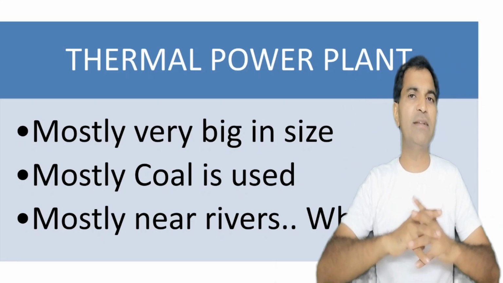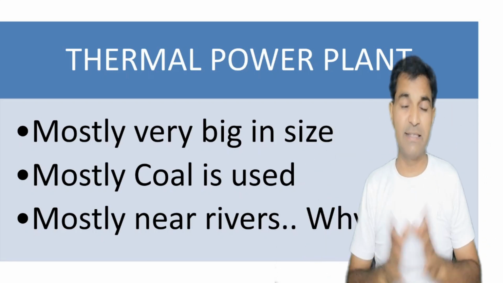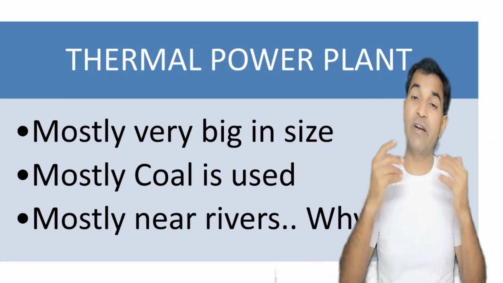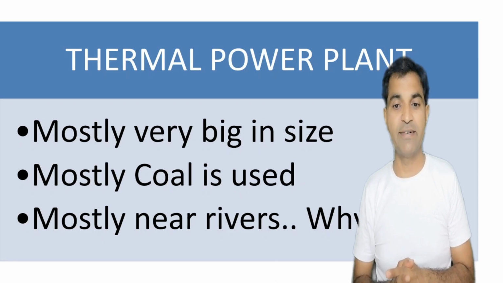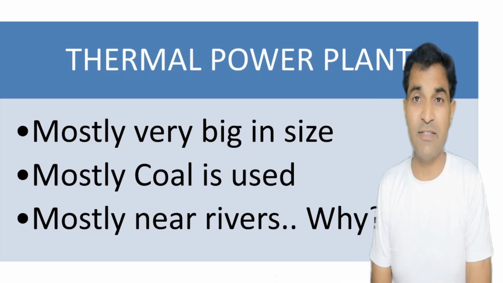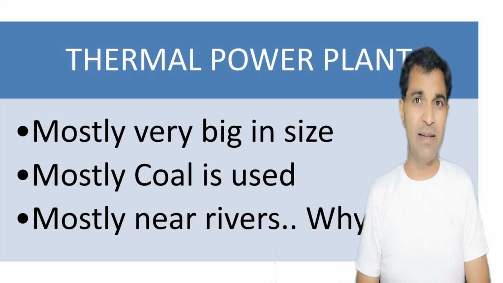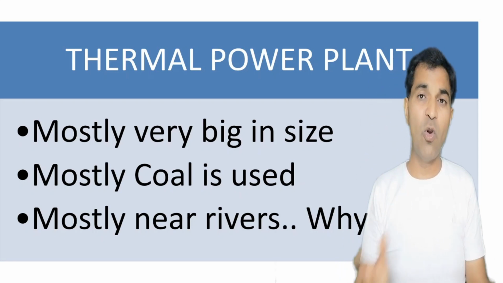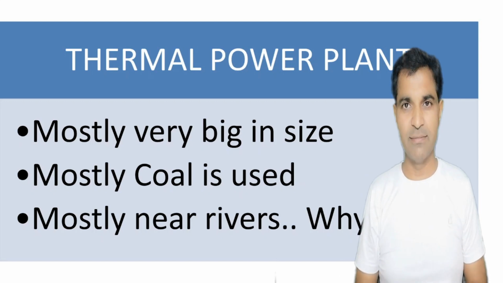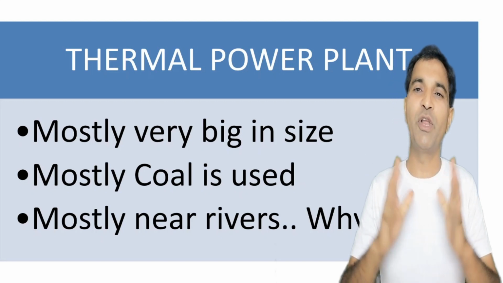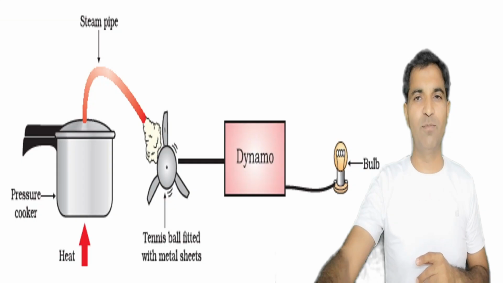And thermal power plants are mostly very big in size. They may spread over hundreds of hectares of land, right? And why are these plants generally located near rivers? Can you guess? Just pause the video for a while and think why they are located on the banks of the river. Because they require a huge amount of water for cooling purposes.